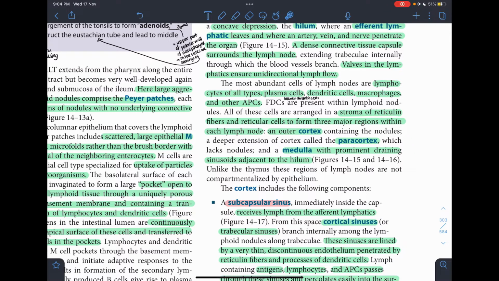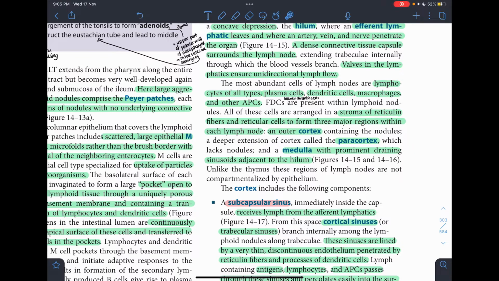All of these are arranged in a stroma of reticulin fibers and reticular cells to form three major regions within each lymph node. The three major regions are the cortex, the pericortex, and the medulla. Separating the cortex and the medulla is the pericortex. You can't really tell where the pericortex is, but there is one thing that differentiates it. We will know what it is as we go.